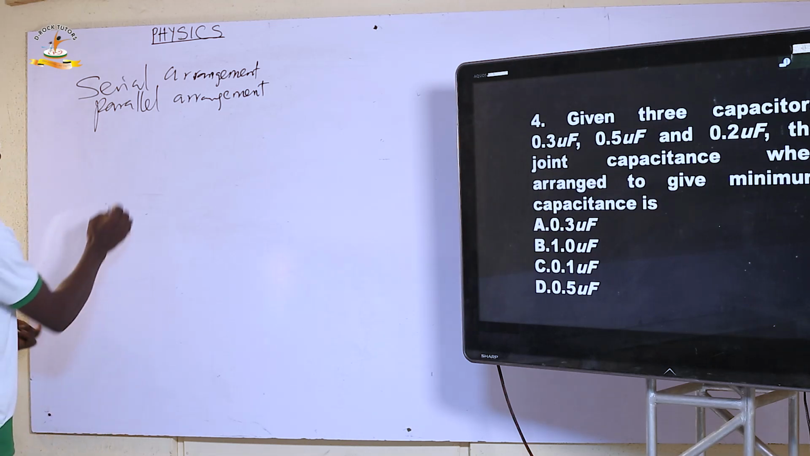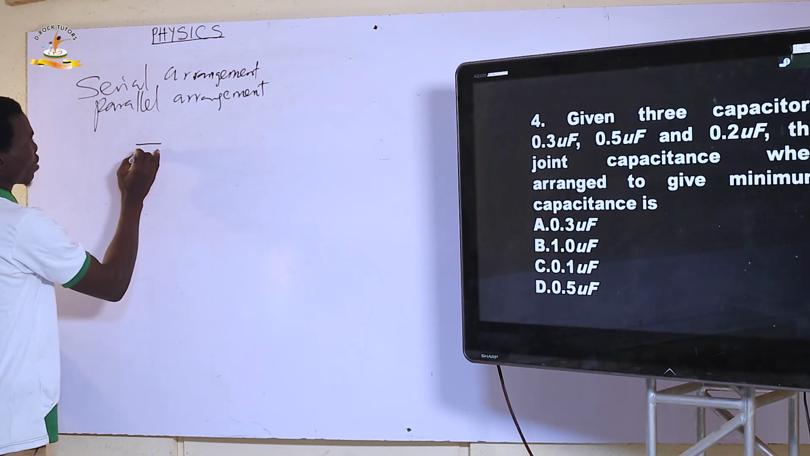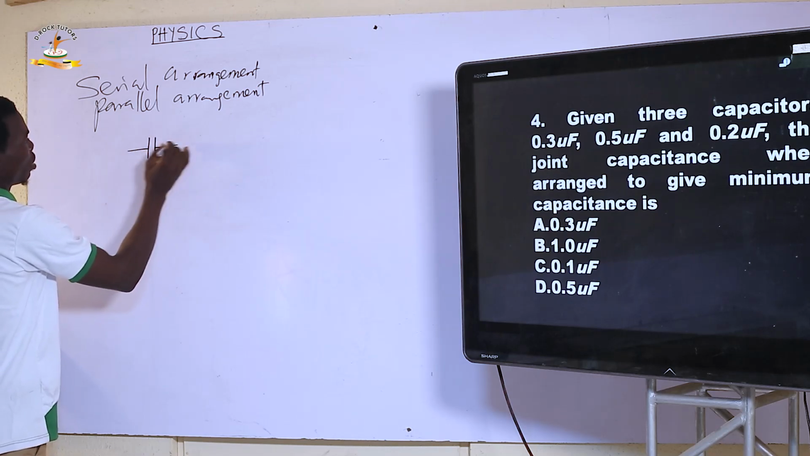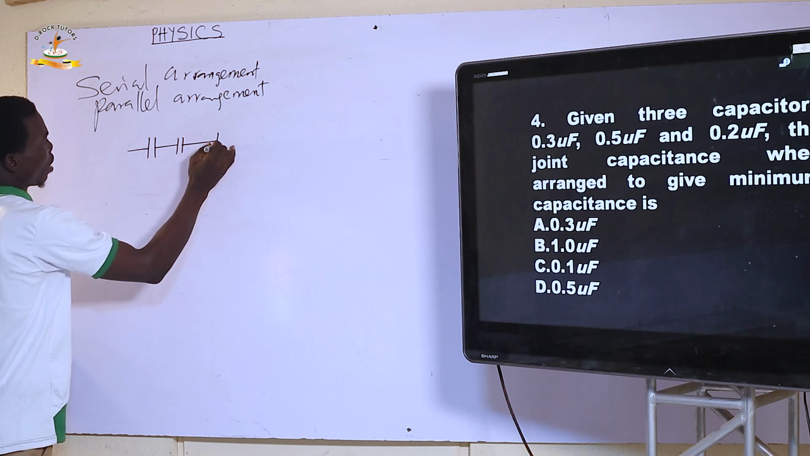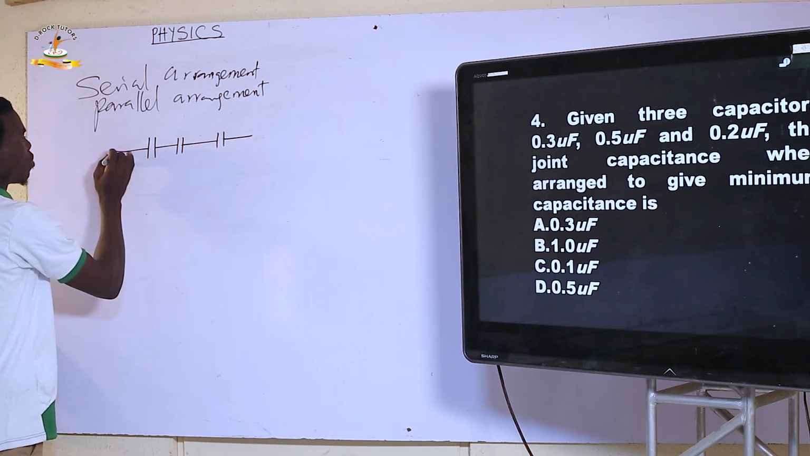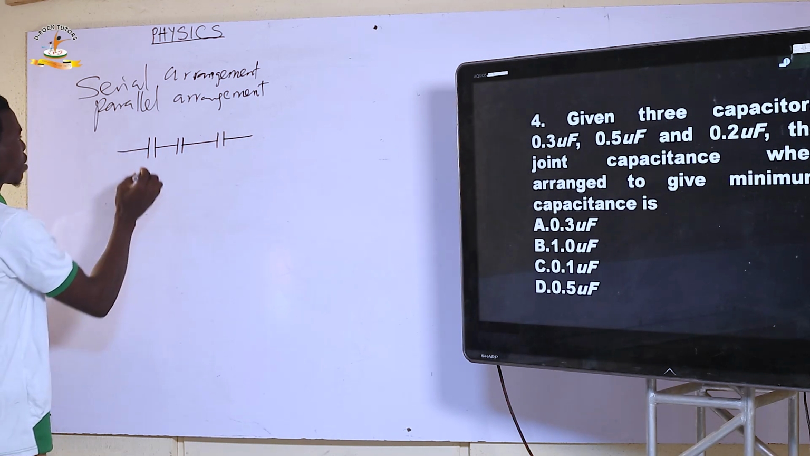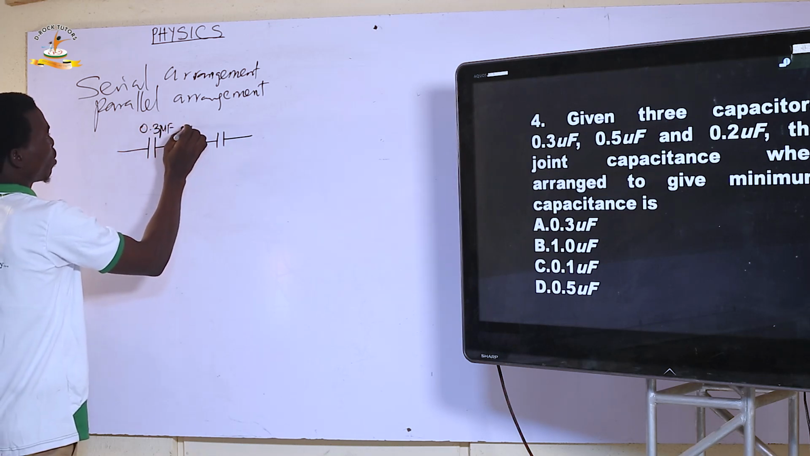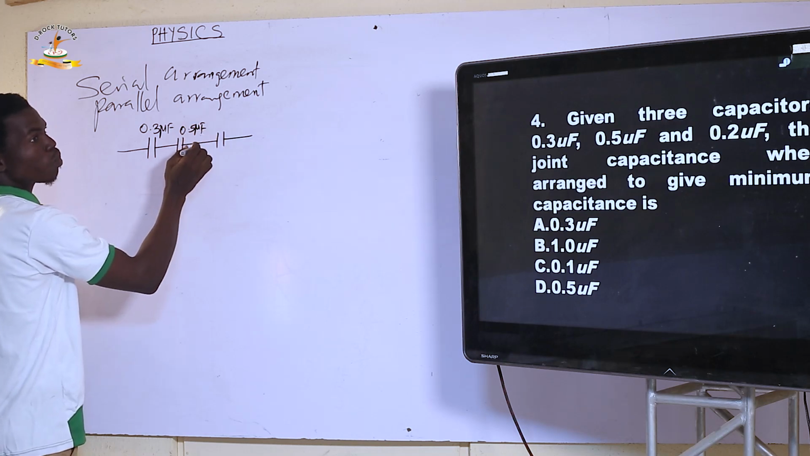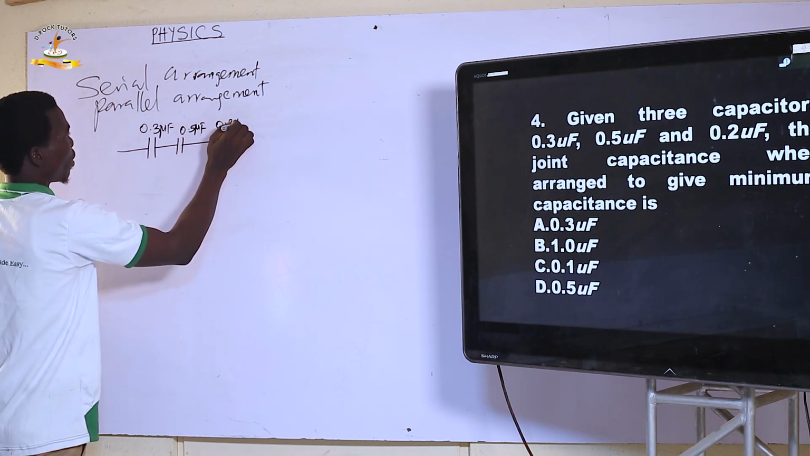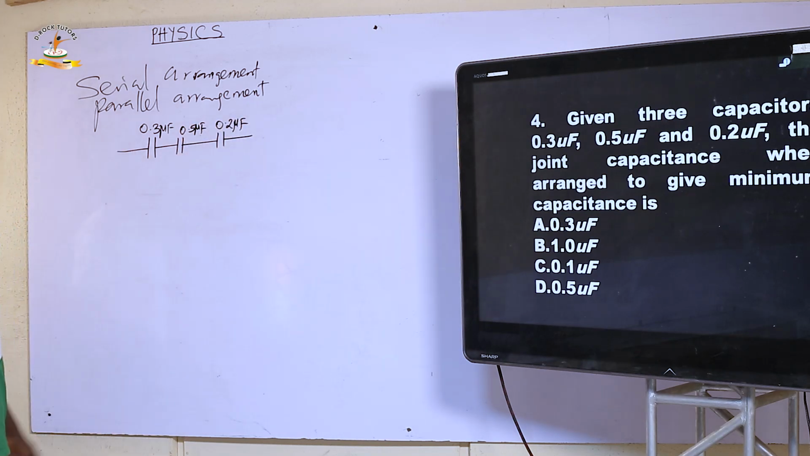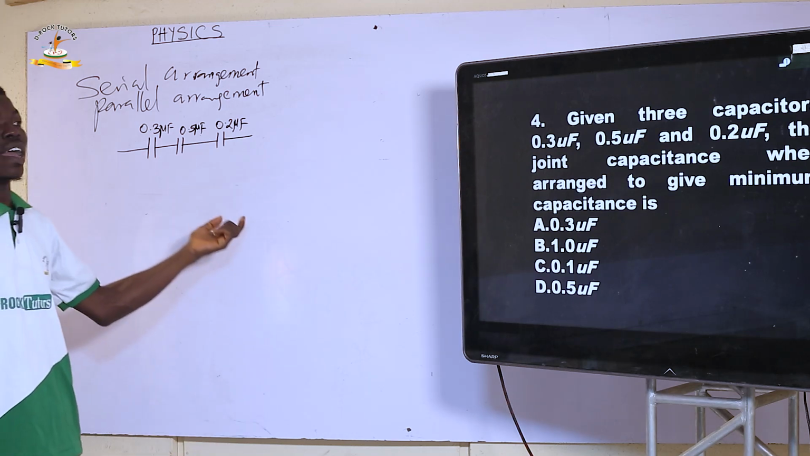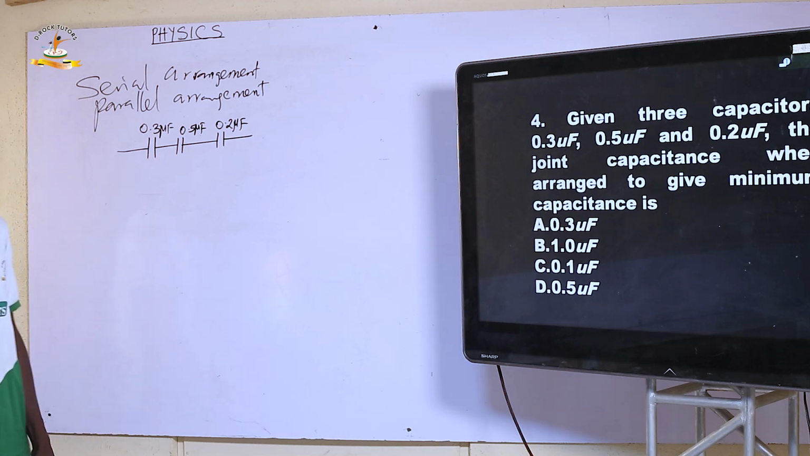So let's have the first capacitor, the second capacitor, and the third capacitor. So we are going to put the values respectively: 0.3 microfarad, 0.5 microfarad, and 0.2 microfarad. Don't be tempted to add them up, because if you add them up, it means your arrangement was in parallel and it's going to give you a higher value. So let's see how it works to give us a minimum value.